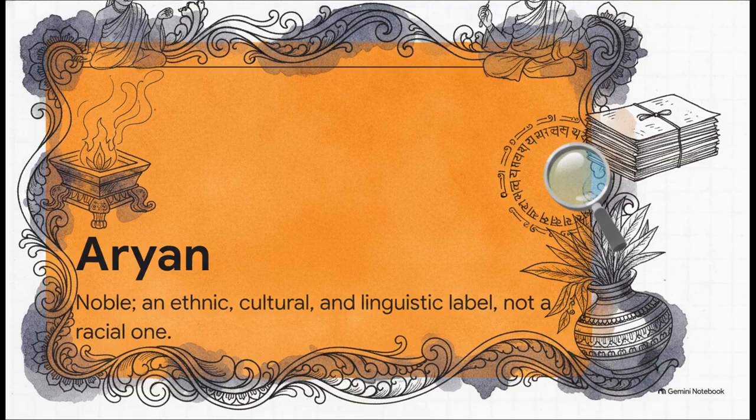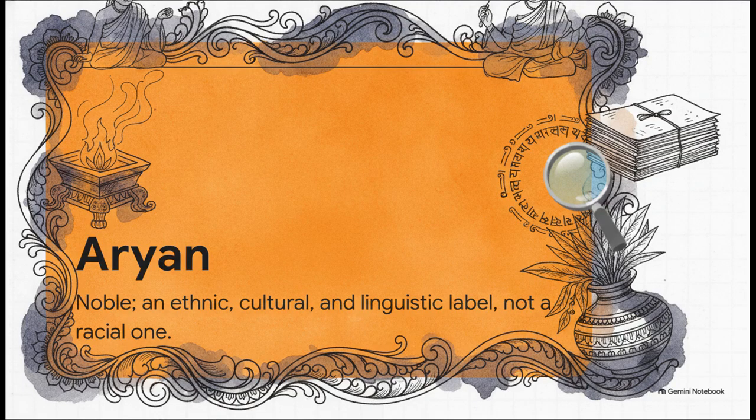So before we can even talk about their ideas, we need to trace the roots of this civilization. And right off the bat, we've got to clear up some major modern misconceptions regarding the very name these ancient people used for themselves. Aryan. Now, historical context here is absolutely vital. In classic Sanskrit, Arya simply meant a nobleman.